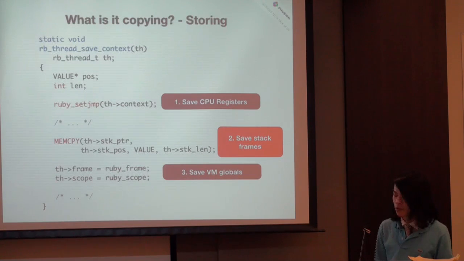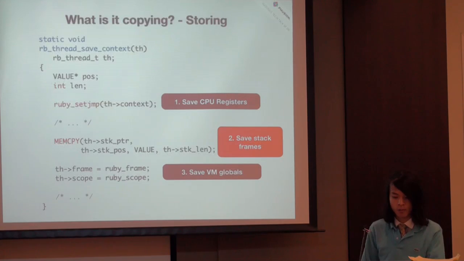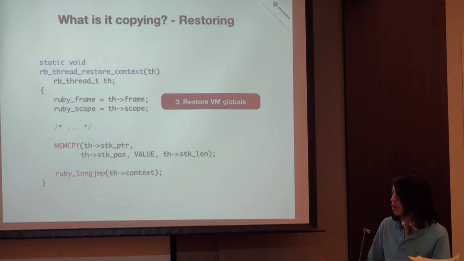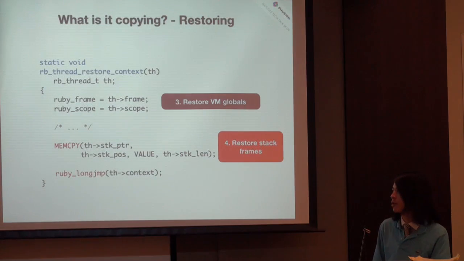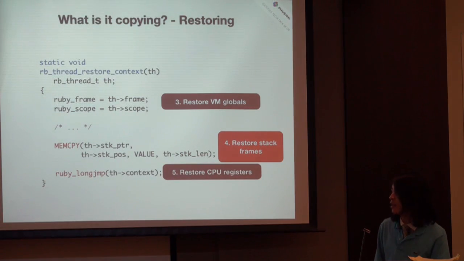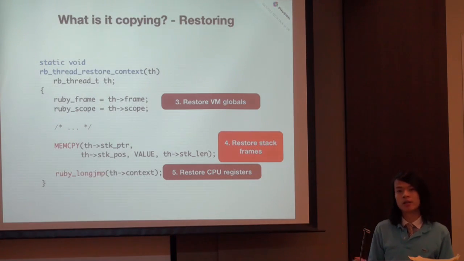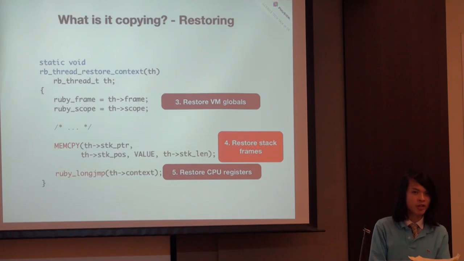At some later point it will save some VM globals, and for restoring it's pretty much doing the reverse of this. It restores the VM globals, it restores the stack frames, using memcpy by the way, and then it restores the CPU registers. And this has some implications, because it's using memcpy to copy the stack data to and from the heap. What this means is if you have a larger C stack, then a context switch will take longer. That's the symptom that we saw when we had this 50 kilobyte stack: it drastically increased the context switch time.